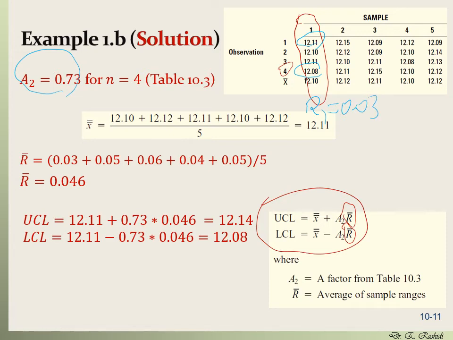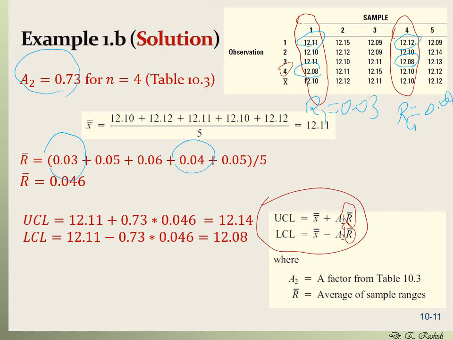I'm going to do it for another one. For example, consider the fourth sample. The minimum value here is 12.08. The maximum value here is 12.12. So the range for this, which is R4, not bar, it doesn't have a bar, R4 here is 0.04. So we're going to find the ranges for each of these samples.